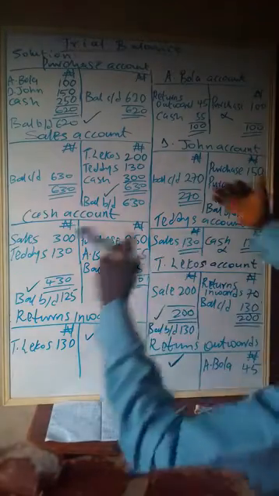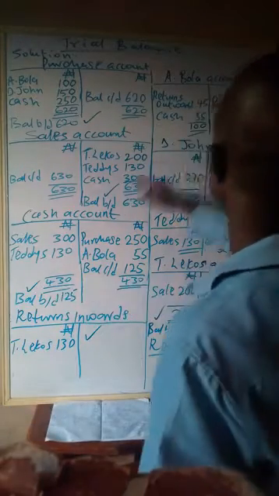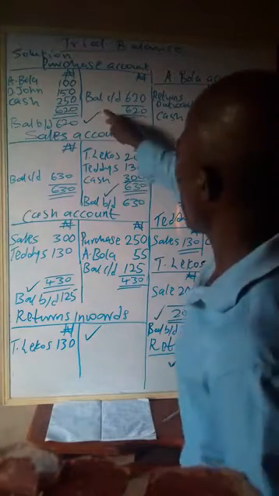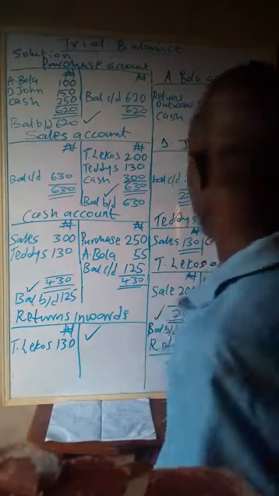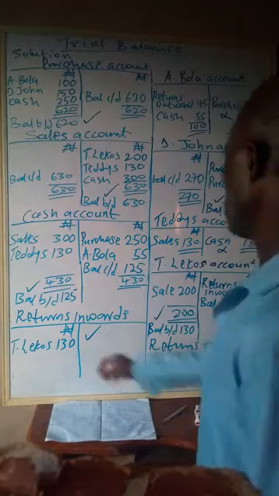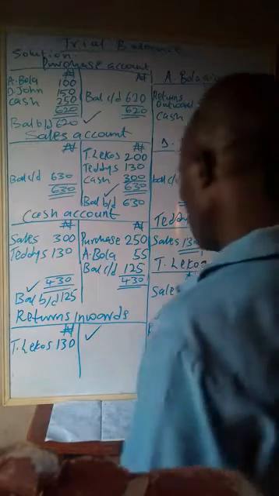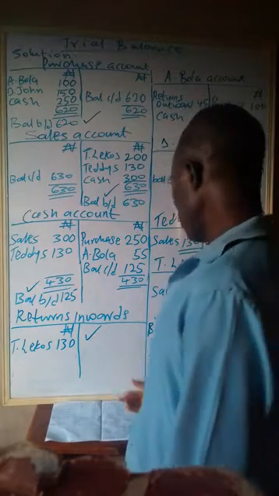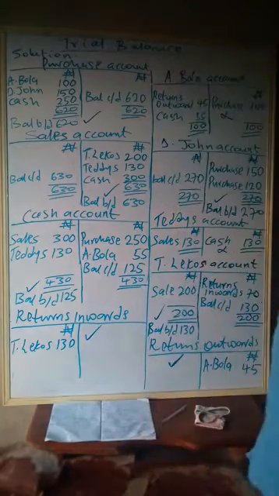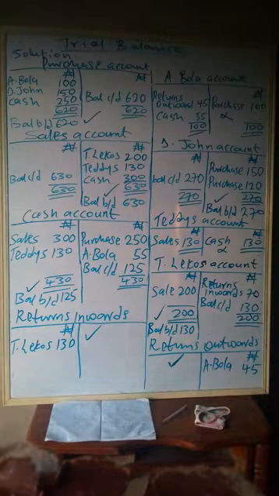So we have extracted the balances now. 1, 2, 3, 4, 5, 6, 7, plus return inward and return outward. That is 7 transactions, or 7 entries. That is the 7 balances. So that is what we are presenting to the trial balance for today's lecture.